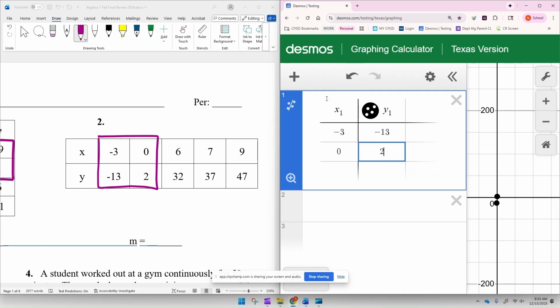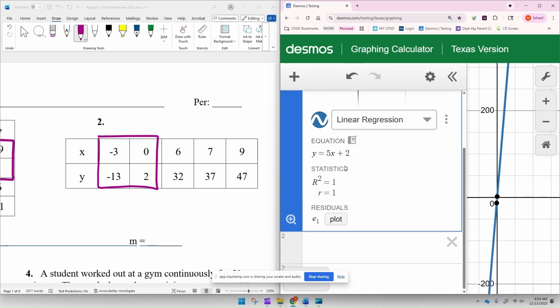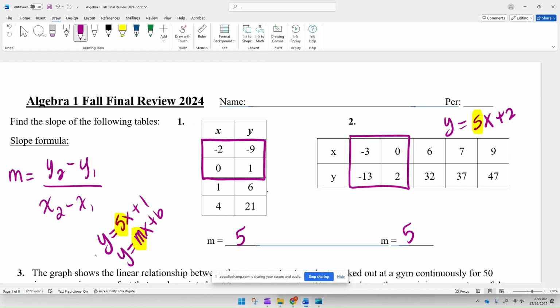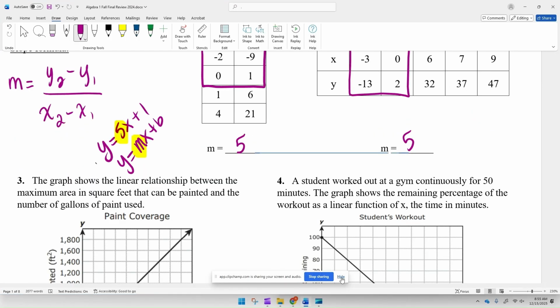Then we're going to hit the add regression button right here, and I'm looking at the equation. Your equation is y equals 5x plus 2. It happens to have the same slope as the first problem, so my slope is 5. Pretty straightforward and simple. All right, I'm going to go ahead and expand out my screen.